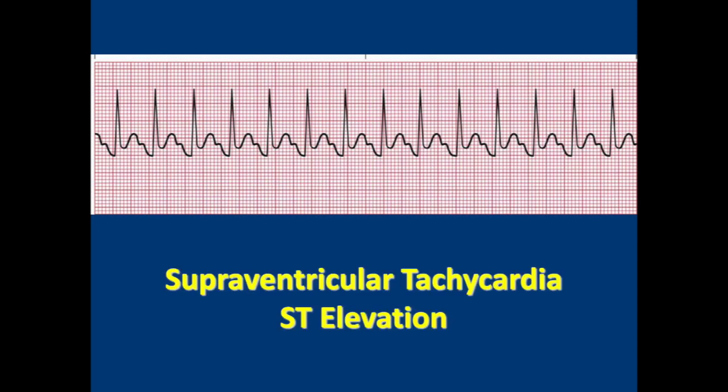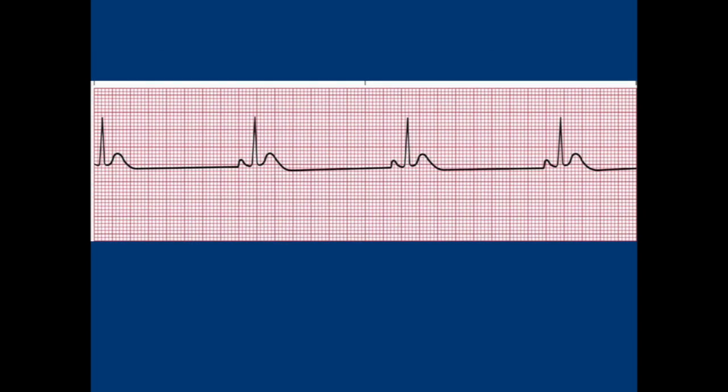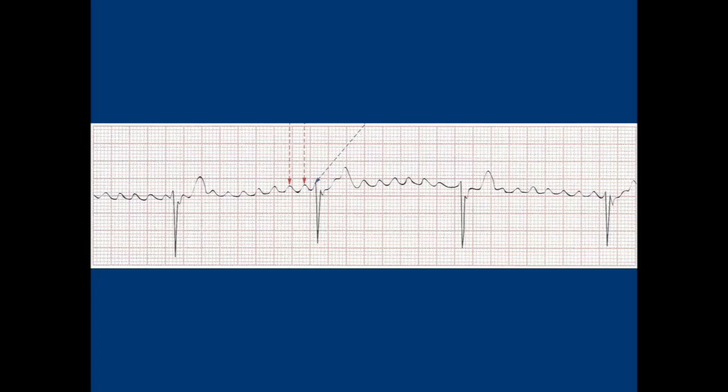So there's supraventricular tachycardia with ST elevation. And we've got sinus bradycardia. P before every QRS, a nice, really slow rate. Here's some sharp peaked P waves. So this is atrial flutter.